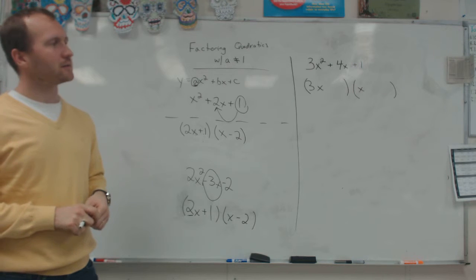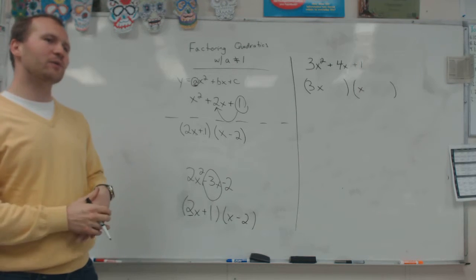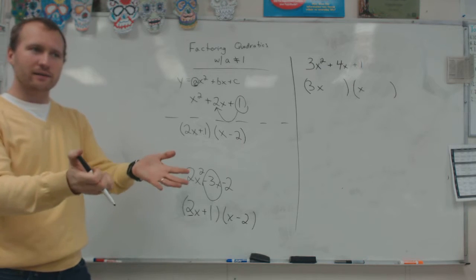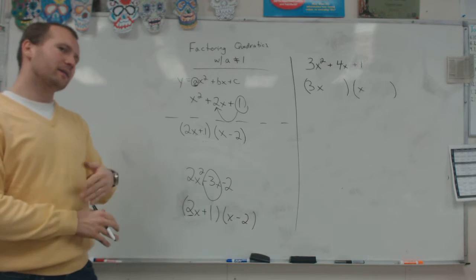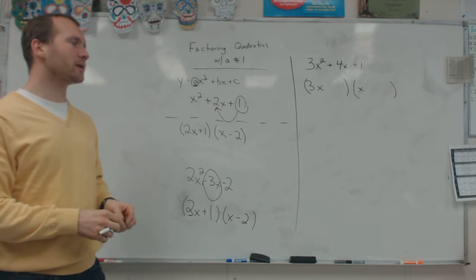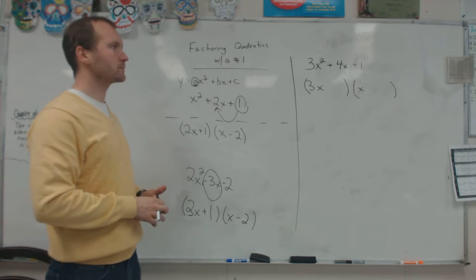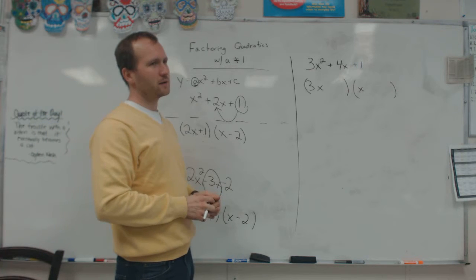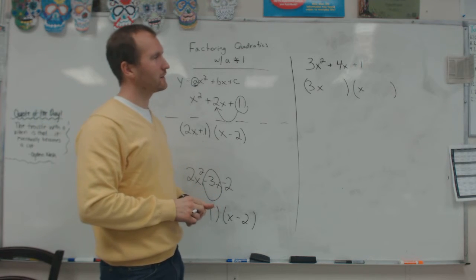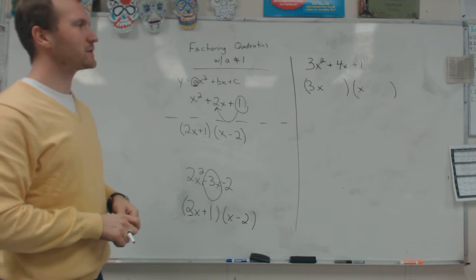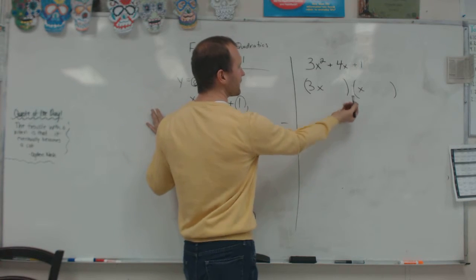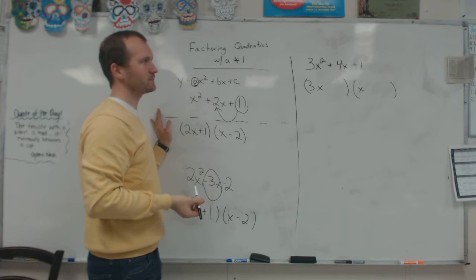Could you do square root of 3 in front of the x's? Right, but you'll never see anything like that. Okay? So you're right. There are other ways to make 3, but we're not going to worry about the other ways. We're only going to worry about whole numbers. Well, integers. But really whole numbers.